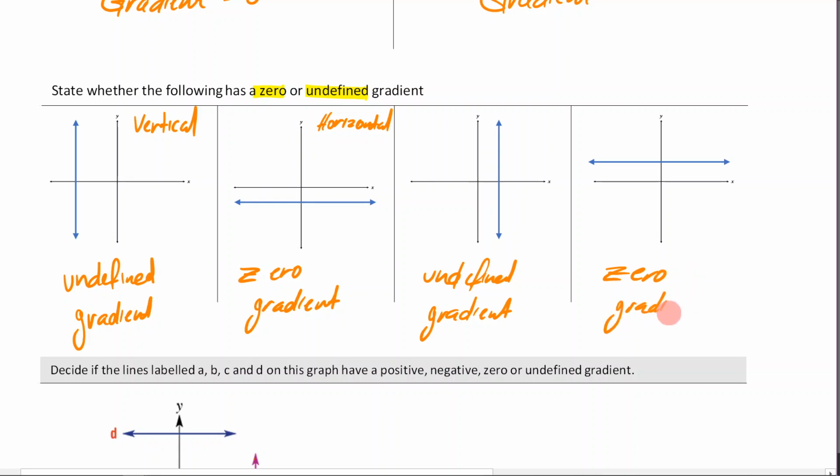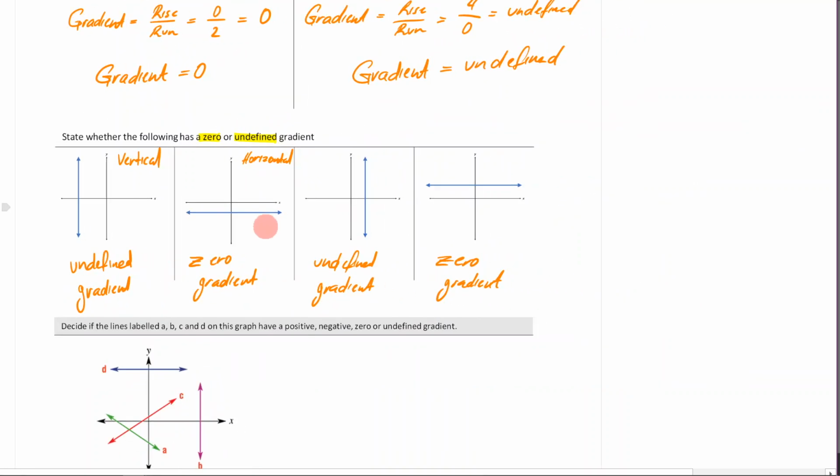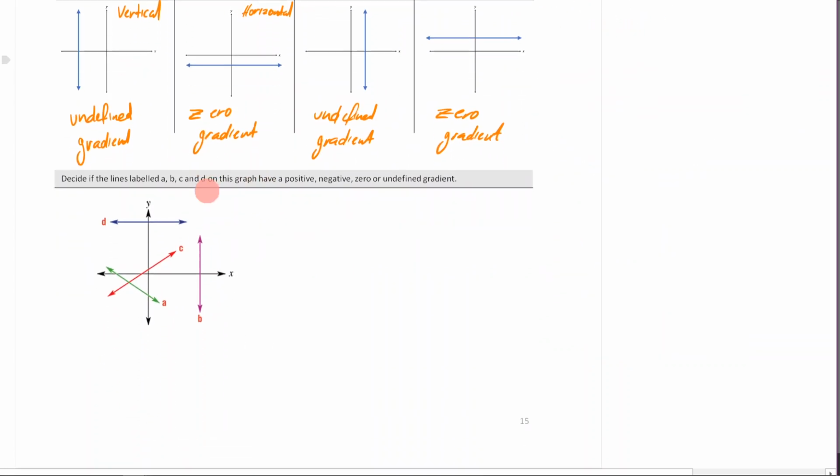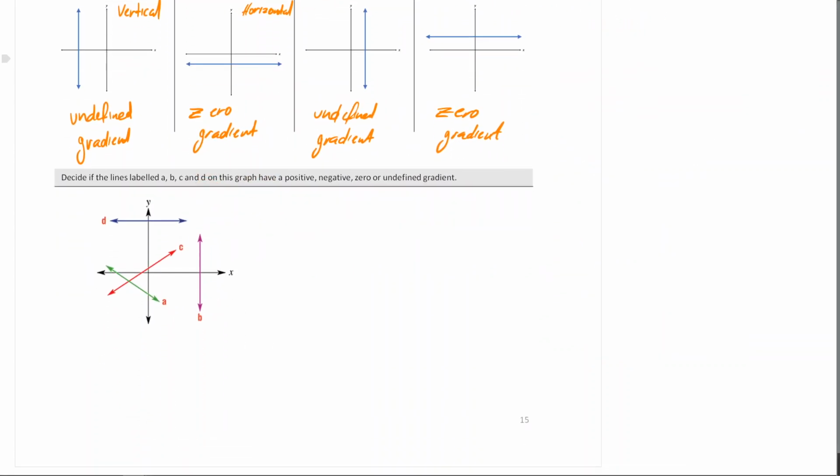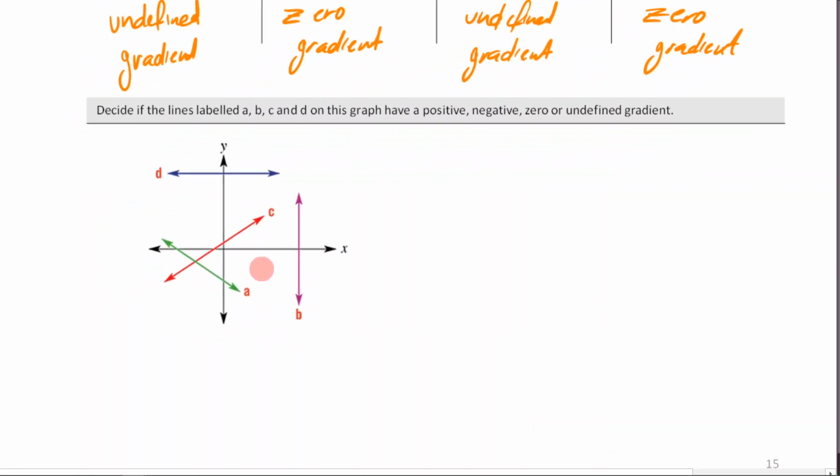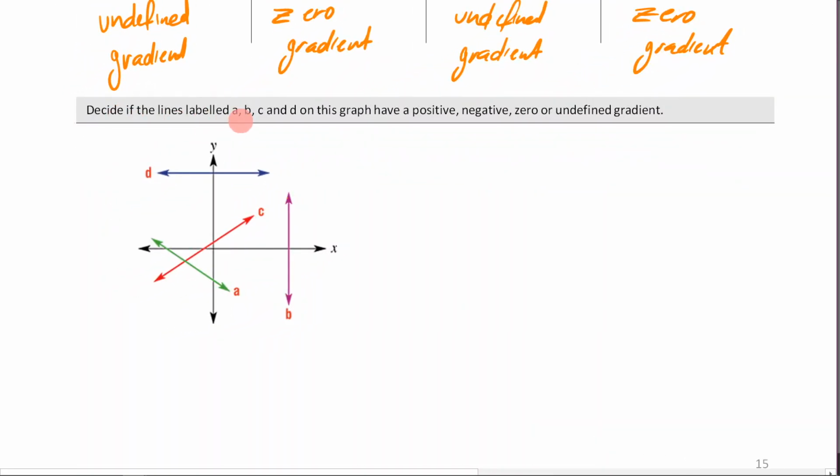All right, we've only got one more question to go. This one's a bit of a long one. Okay, the last thing we need to do here is, and we're not learning anything new here, this is just solidifying everything. Decide if the lines A, B, and C or D on this graph are positive, negative, 0, or undefined. Pause the video and give this a go yourself. So let's now have a look.